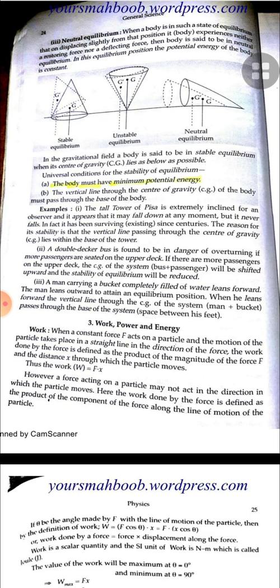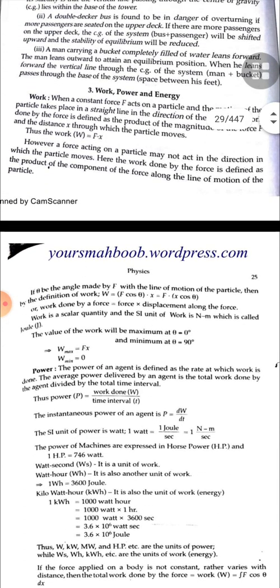However, a force acting on a particle may not act in the direction in which the particle moves. Here, the work done by the force is defined as the product of the component of the force along the line of motion of the particle. If theta be the angle made by F with the line of motion of the particle, then by the definition of work, W is equal to Fx cos theta. It means W is equal to Fx cos theta.